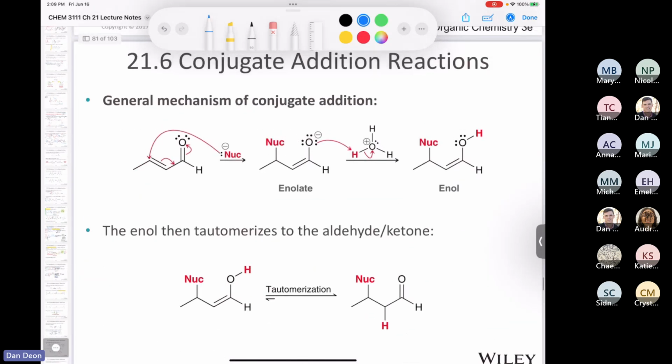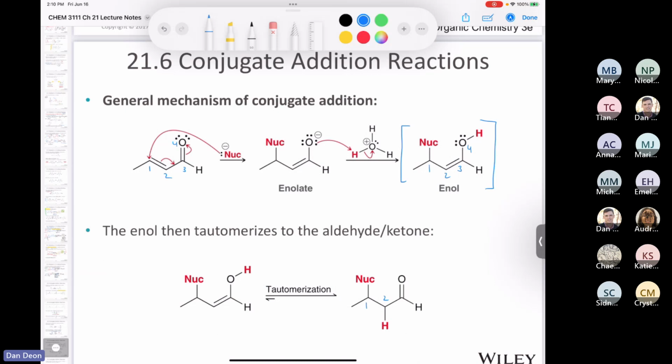So here's the general mechanism. And this reveals why we can call it 1,4 addition, right? If we count atom 1, 2, 3, 4, you can see that we're adding the nucleophile to the first atom, and we're adding the proton to the second carbon to produce an enol. But we know that enols are not stable and they undergo tautomerization. In this case, this enol is going to undergo tautomerization to give us an aldehyde. So it looks like 1,2, but in fact, it actually is 1,4 addition.